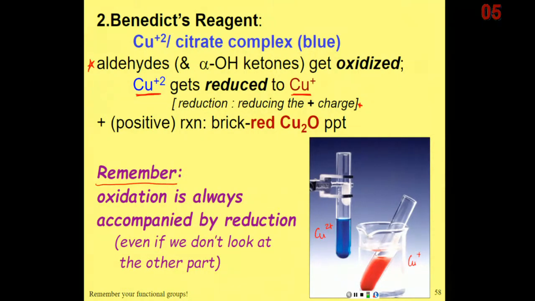It's often puzzling or easily mixed up, but oxidation and reduction have to occur at the same time. One substance gets oxidized, in this case the aldehydes get oxidized, while at the same time the metal ion gets reduced. So one is always accompanied by the other, even if we're not specifically looking for the second part. And these are examples of simple oxidizers that allow us to distinguish an aldehyde from a ketone.